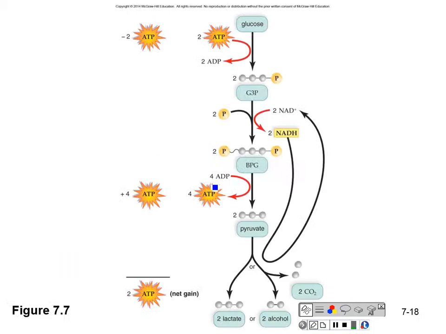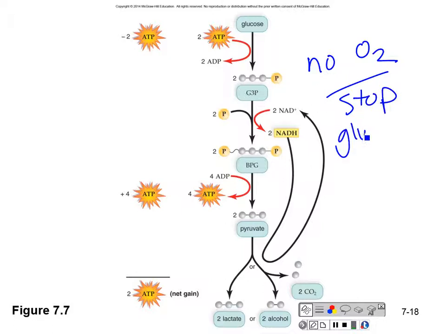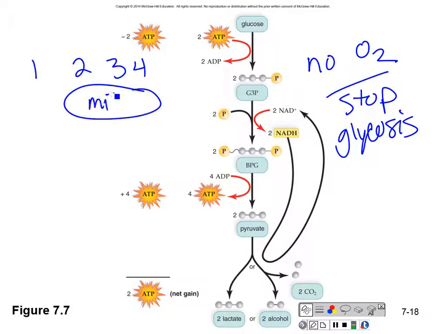I know there's a few more things here. Let's just look at fermentation briefly. Fermentation is if there's no oxygen. So no oxygen, you stop after glycolysis. Remember the picture where we said you have step 1, 2, 3, and 4. All of these happen in the mitochondria. This is the division line. So this is no oxygen. You have to have oxygen for step 2, 3, and 4.